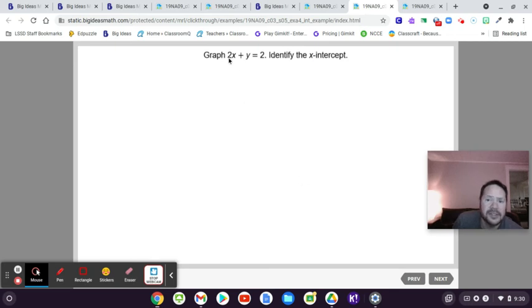So we have to graph this puppy right here, 2x plus y equals 2. This is in standard form. Then also identify the x-intercept where it hits the x-axis. One thing you want to do is rewrite this equation into slope-intercept form. So what do you get when you rewrite 2x plus y equals 2 into slope-intercept form?